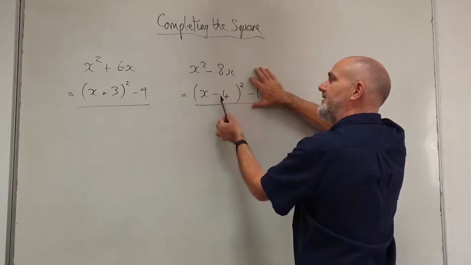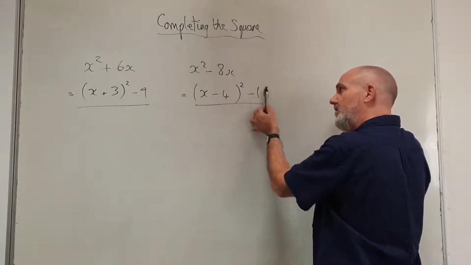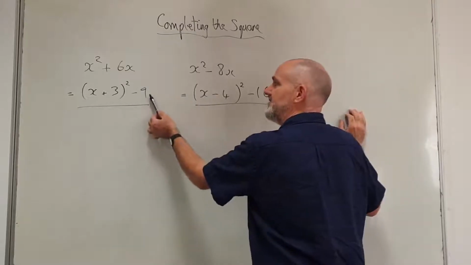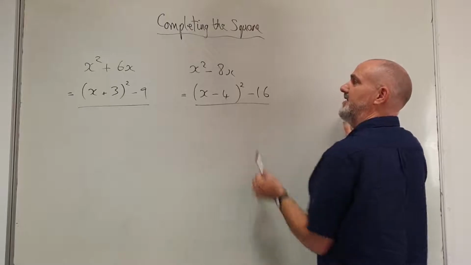We take half of that number here, so it's minus 4, and then we still need to subtract. So we always subtract the square of that number.